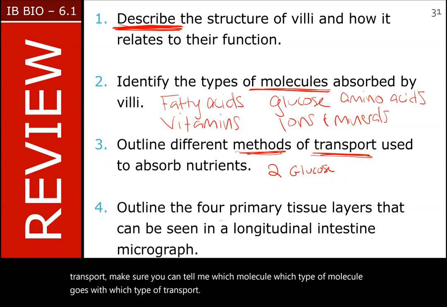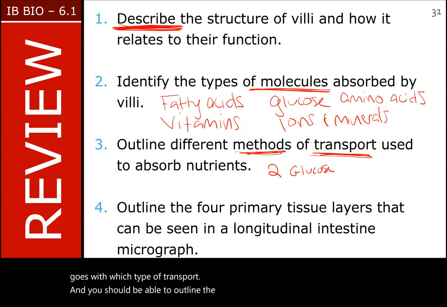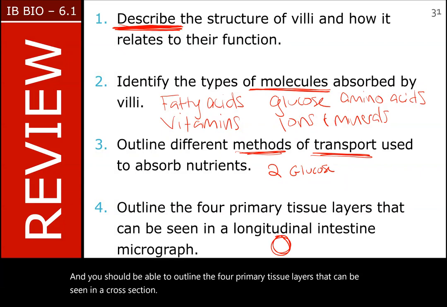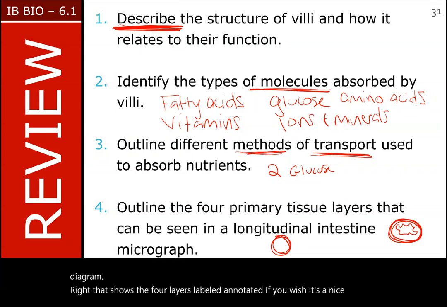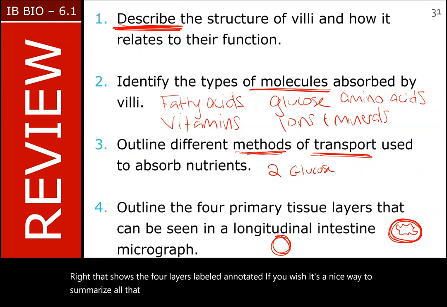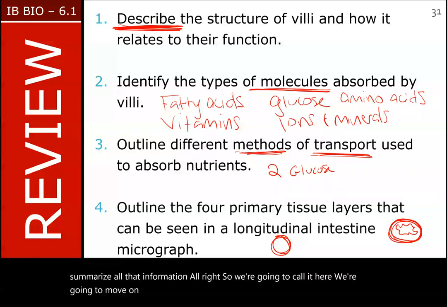And you should be able to outline the four primary tissue layers that can be seen in a cross section of the intestine. So if I were you, I would be able to do a simple and neat diagram, right, that shows the four layers labeled, annotated if you wish. It's a nice way to summarize all that information. All right, so we're going to call it here. We're going to move on to digestion of starch, I think, in a little bit. But for now, I think this is probably good enough.